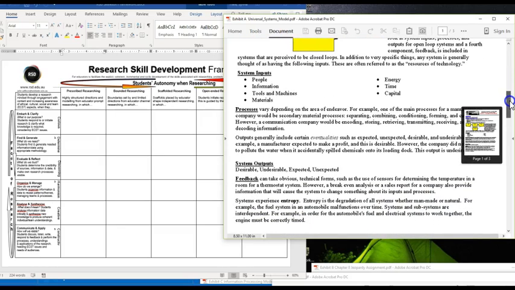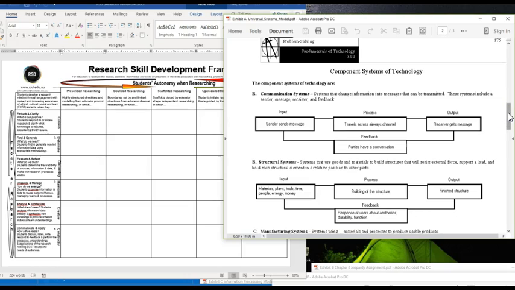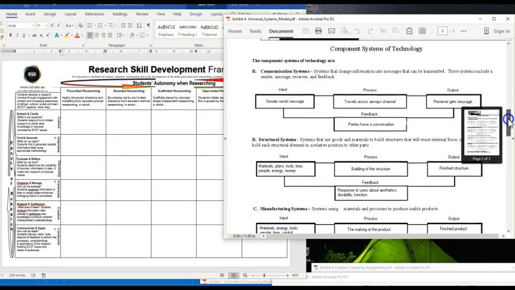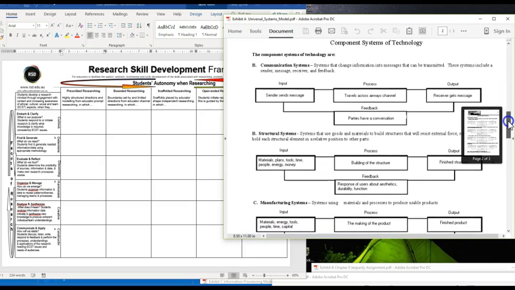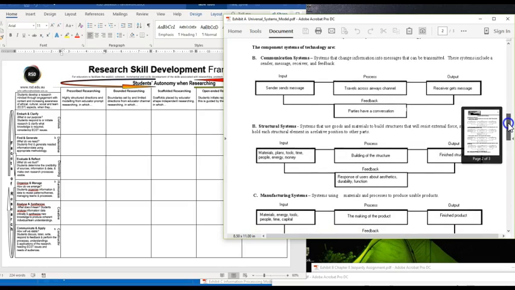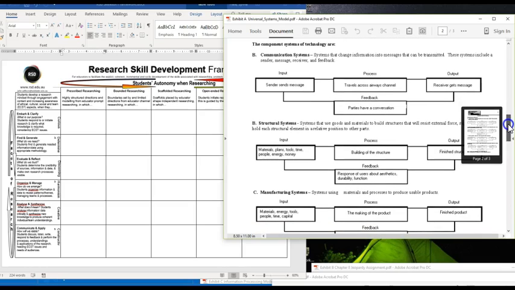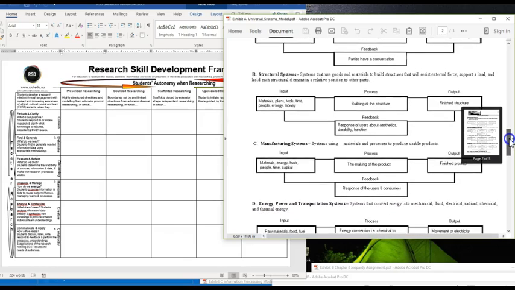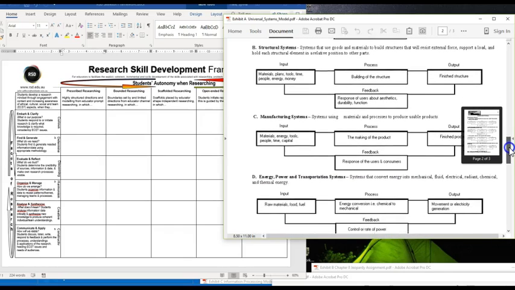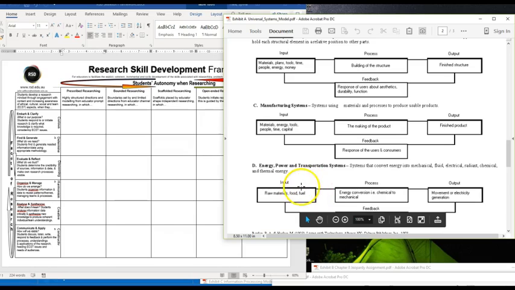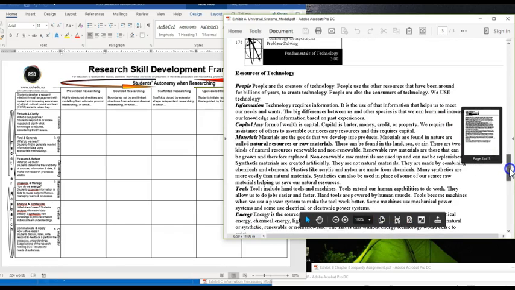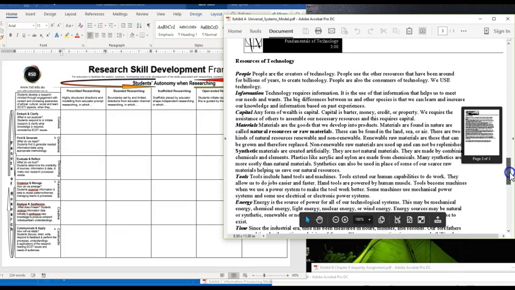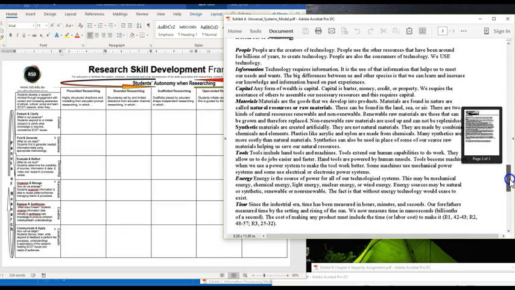They can see system inputs, they can see processes, outputs, and on the second page you'll note that there's different types of systems. There's communication systems, structural systems, manufacturing systems, energy systems. All of them have an input, a process, an output, and a feedback. At the end, they have resources that people use in technology.